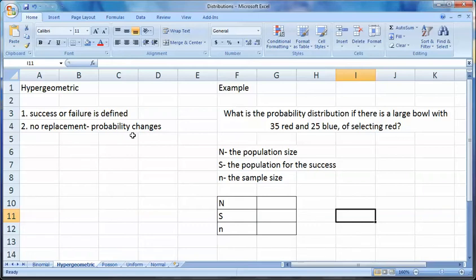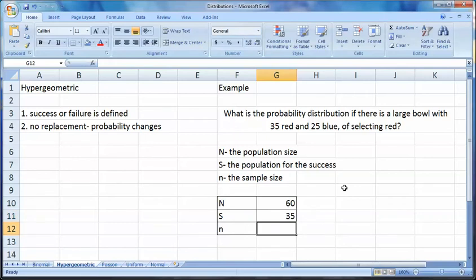So the example we're going to be using is, what is the probability distribution if there is a large bowl with 35 red and 25 blue gumballs or balls or whatever you want to call it, of selecting red? Okay. So we're going to find a couple items. N is the population size, N is the population for the success, and N is the sample size. So N is total population, so 35 plus 25 would be 60. Our number of successes will be the red, so that's going to be 35.